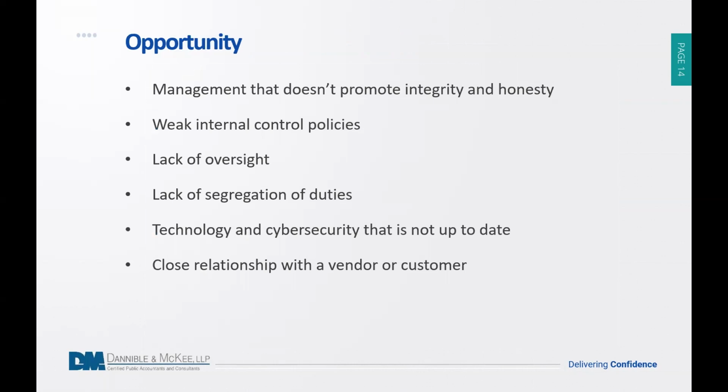So opportunity: management doesn't promote integrity and honesty, the tone at the top, right? If management isn't honest or they're displaying being loose with the rules, that's going to trickle down to the employee level and they're going to pick up on that. Weak internal control policies, a lack of oversight, lack of segregation of duties, technology or cybersecurity that's not up to date, or something more unique like a close relationship with a vendor or a customer. These are what can create the opportunities for fraud to exist.